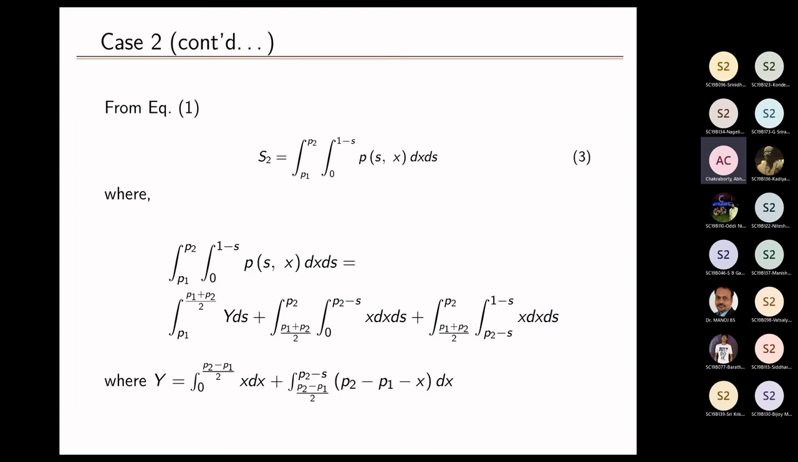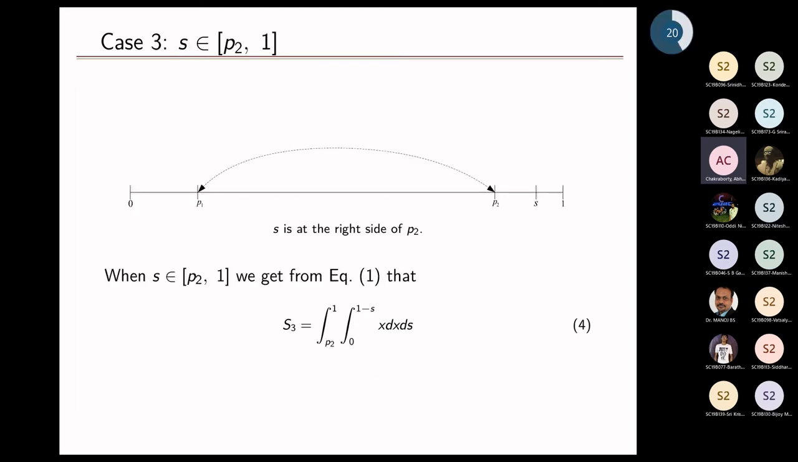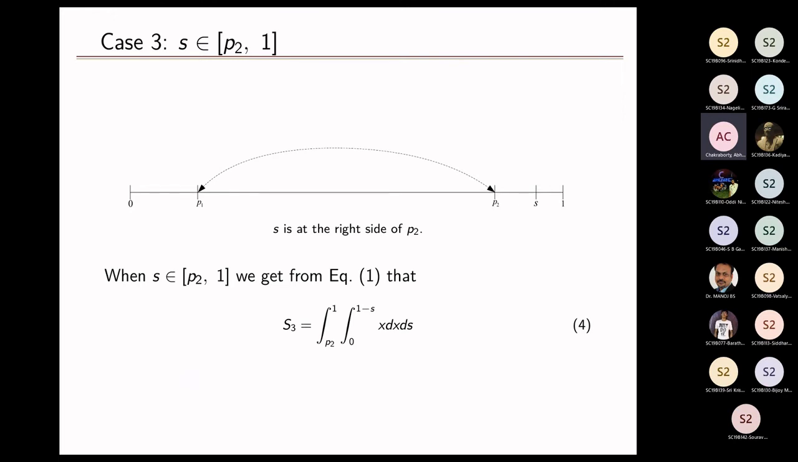And for all S from 0 to 1 minus S, we are calculating all D's. Then based on those locations, we are simply identifying what to put as the argument. The same is true for case 3. When S is in between P2 and 1, obviously there is no other option than to just use the X, because D will always be at the right side of S, so it will never use the long link. So in any case, it will be only X, dx, ds.